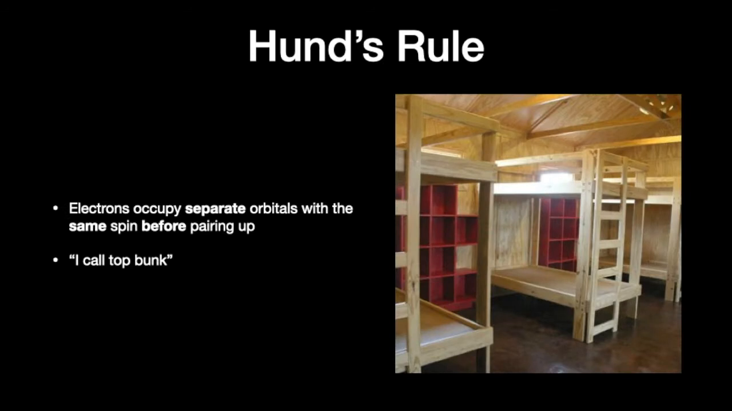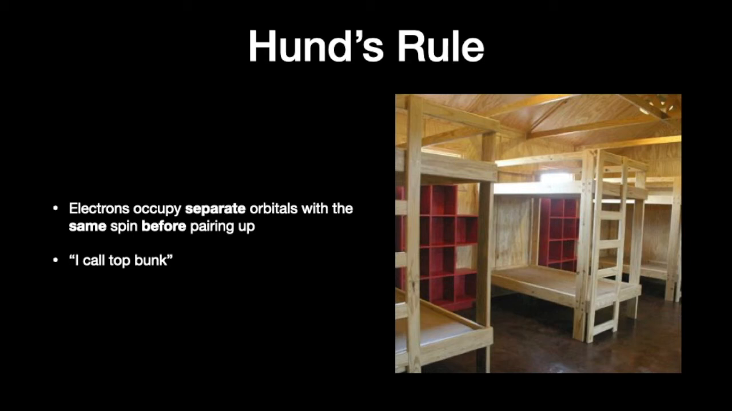Now let's talk about Hund's rule. Hund's rule states that electrons occupy separate orbitals with the same spin before pairing up. Think about a summer camp cabin with 3 bunk beds in it, okay? And 6 campers are going to come in there one by one as their moms kiss them and hug them in the parking lot, and they pull their roller luggage in there.